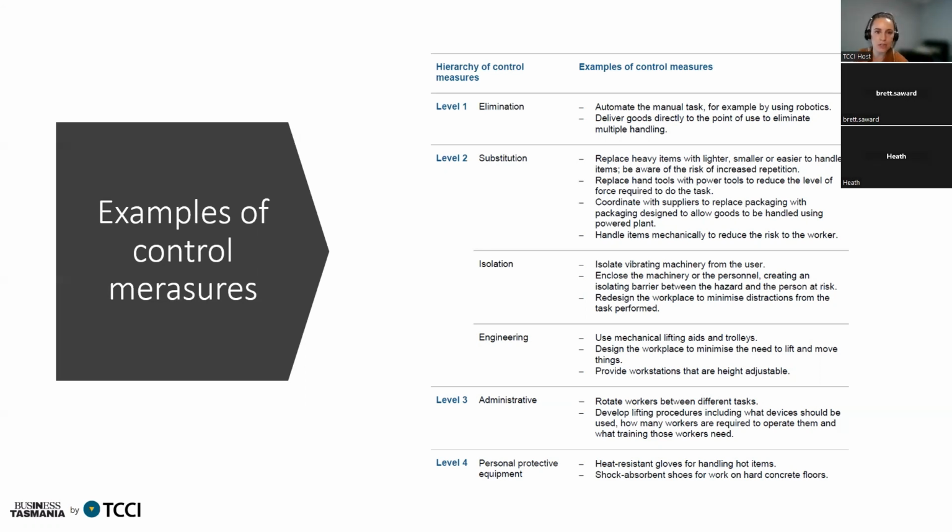I've got some really good examples for substitution. So replace a heavy item with something lighter. For isolation, you could isolate vibrating machinery from the user. Engineering, you could use mechanical lifting aids or trolleys. Level 3, so they're admin related, we could rotate workers between different tasks. We could develop a lifting procedure. Don't think that admin tasks aren't effective. They are incredibly effective if that's all you've got.